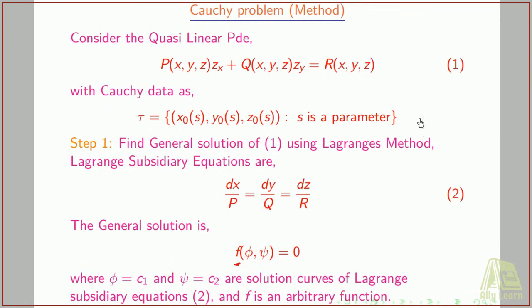So after finding the general solution using Lagrange's method, the next step will be to put this initial data, or you can call it Cauchy data, in the general solution and then get the value of this arbitrary function f. And then the resulting expression will be the solution of this quasi-linear PDE containing this initial curve. Okay friends, so now let's move on to our second step.